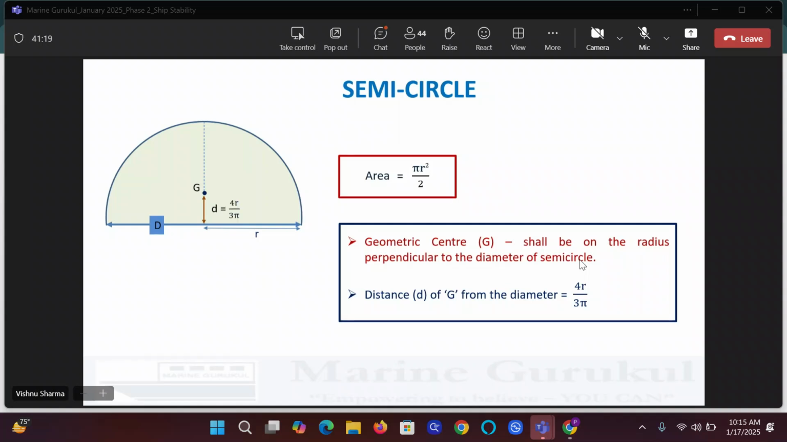You'll have to learn this formula, guys. The distance of the geometric center of a semicircle from its diameter is 4r by 3 pi. R is obviously the radius.